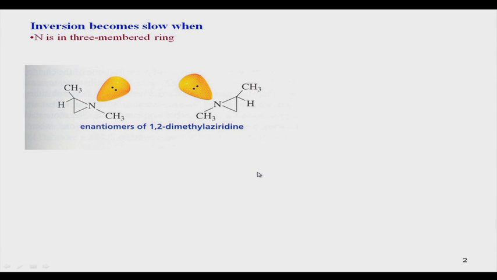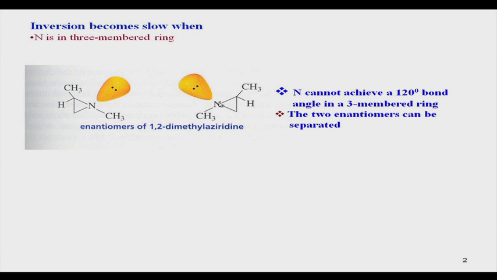And in case of this three membered ring nitrogen, which are by the way called aziridines, in that case inversion at nitrogen is very difficult, because it is a three membered ring, and to invert the lone pair from here to this position is difficult.